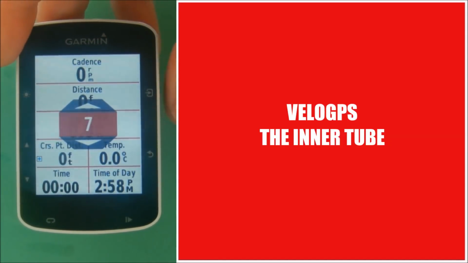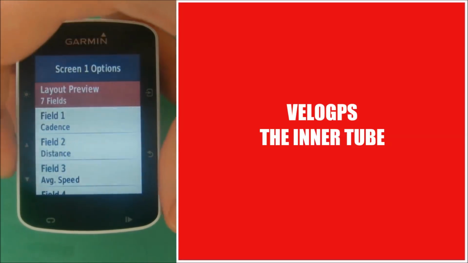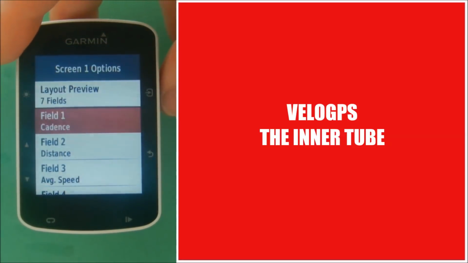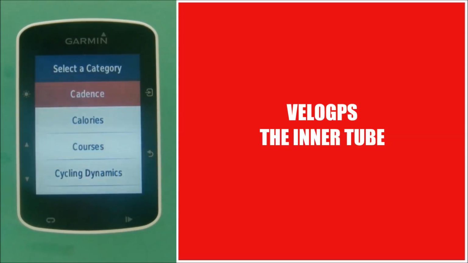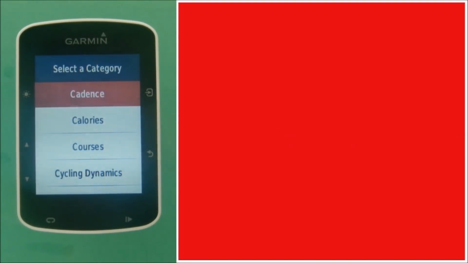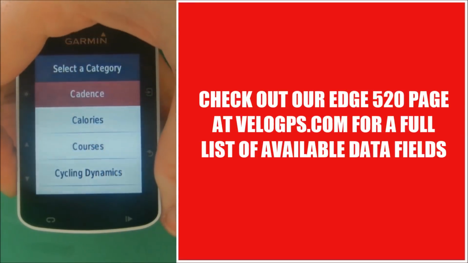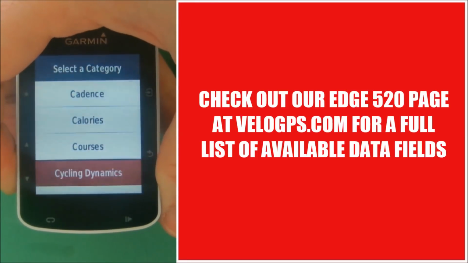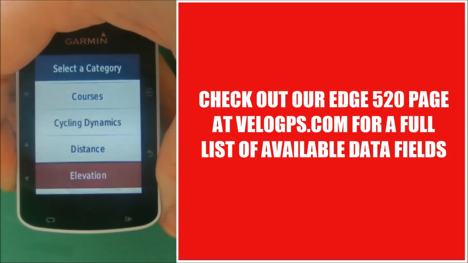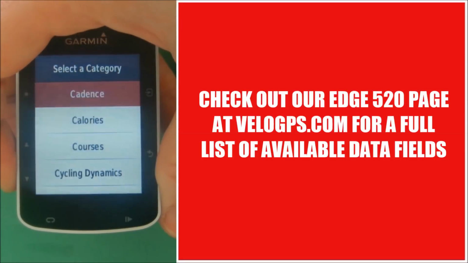And once you're happy with that, you select that on the top right, and we can then set up what the actual fields display. So we've moved into the data field categories, so this was for data field number 1, and the categories, we're just going to run through them, include cadence, calories, courses, cycling dynamics, distance, elevation, gears, general, heart rate, indoor trainer, power, speed, timer, varia, workouts, and then back to the top.